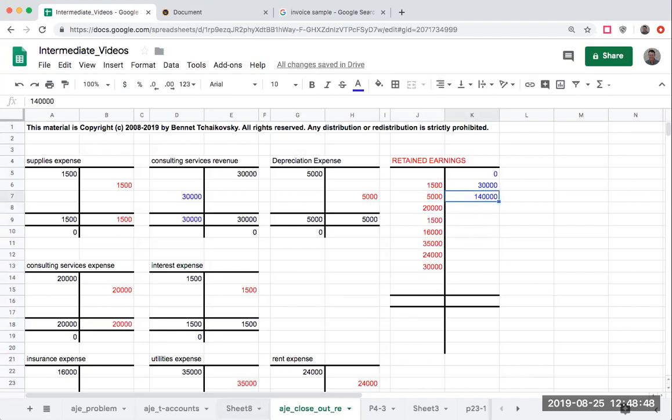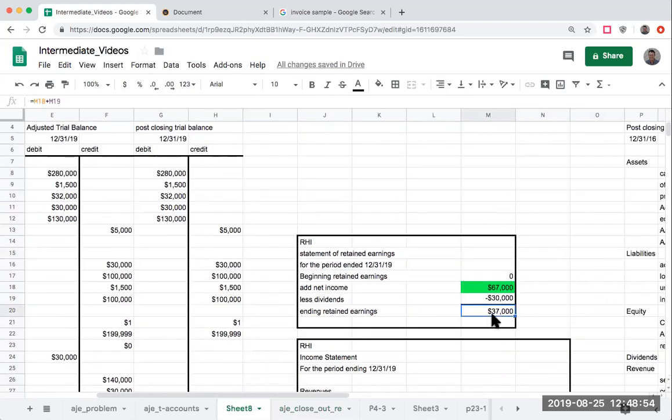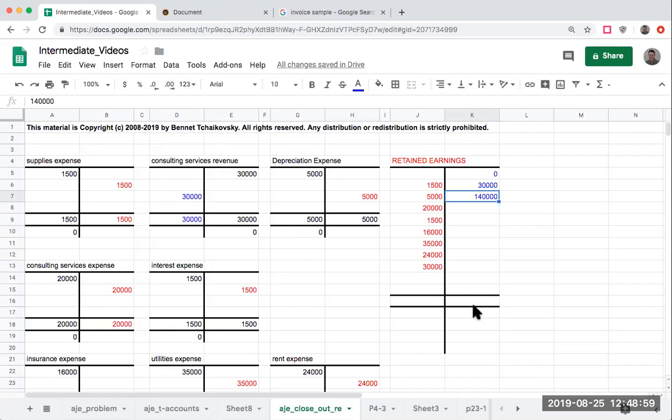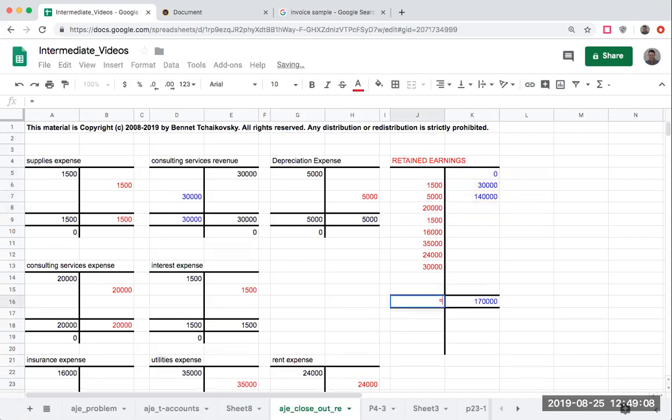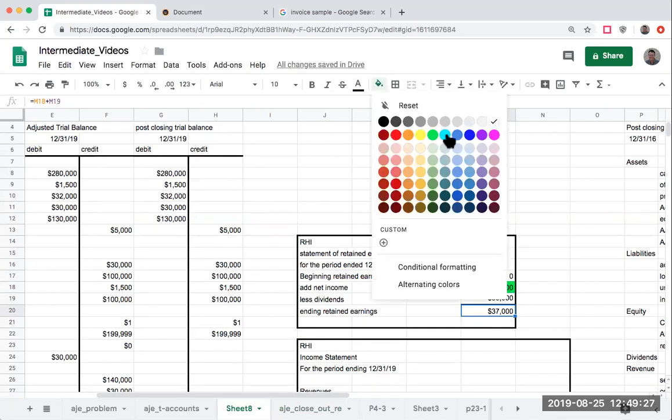Now, if I've done this correctly, and hopefully I have, my ending retained earnings should be a $37,000 credit. So let's see if we got it to work. So I got over here $170,000 in credits. And then over here, I had total debits of $133,000. So my difference here is $37,000. So this $37,000 over here is equal to what I had over here in terms of this $37,000.